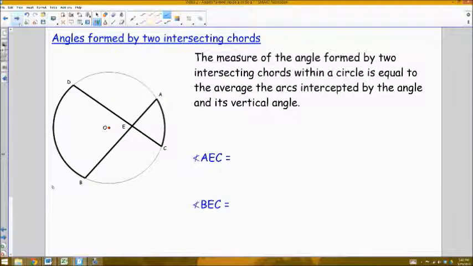The other type of angles that we look at, which are formed within a circle, are angles formed by intersecting chords. Now remember, a chord is just a line segment which connects 2 points on a circle. So one chord here would be AB, connecting 2 points on the circle, and another chord here would be chord CD.